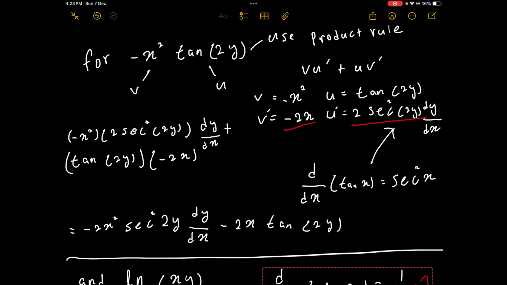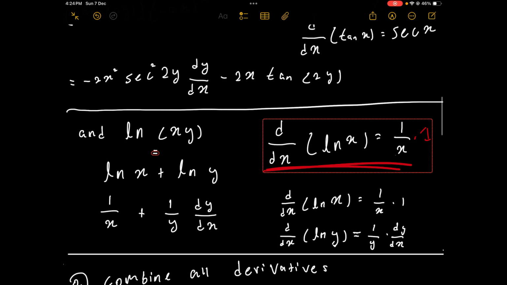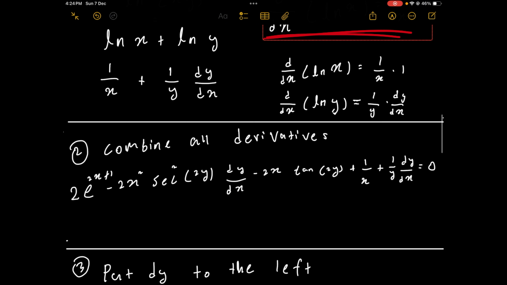And we will get negative 2x squared sec²(2y) dy/dx minus 2x tan 2y. And for the last term, it is ln(xy). As we know, ln(xy) equals ln x plus ln y. The basic derivative of ln x is 1 over x times 1. So the derivative of ln x is 1 over x, and the derivative of ln y is 1 over y dy/dx. For the second step, we need to combine all the derivatives.